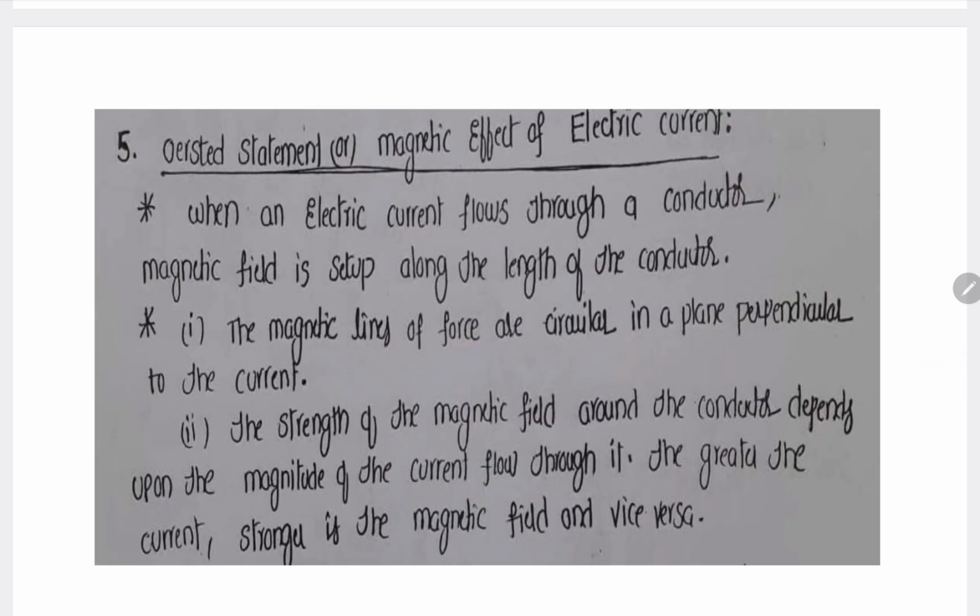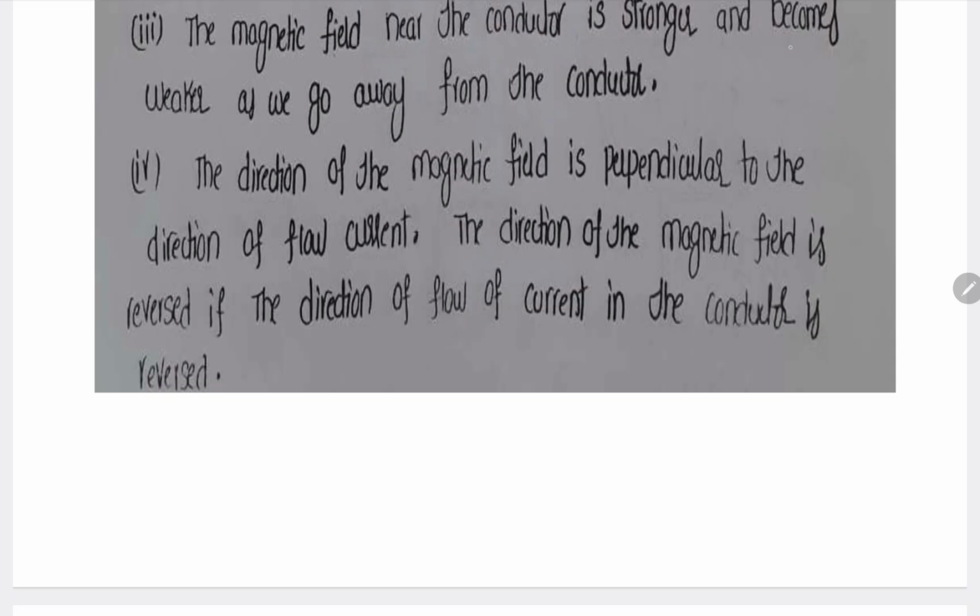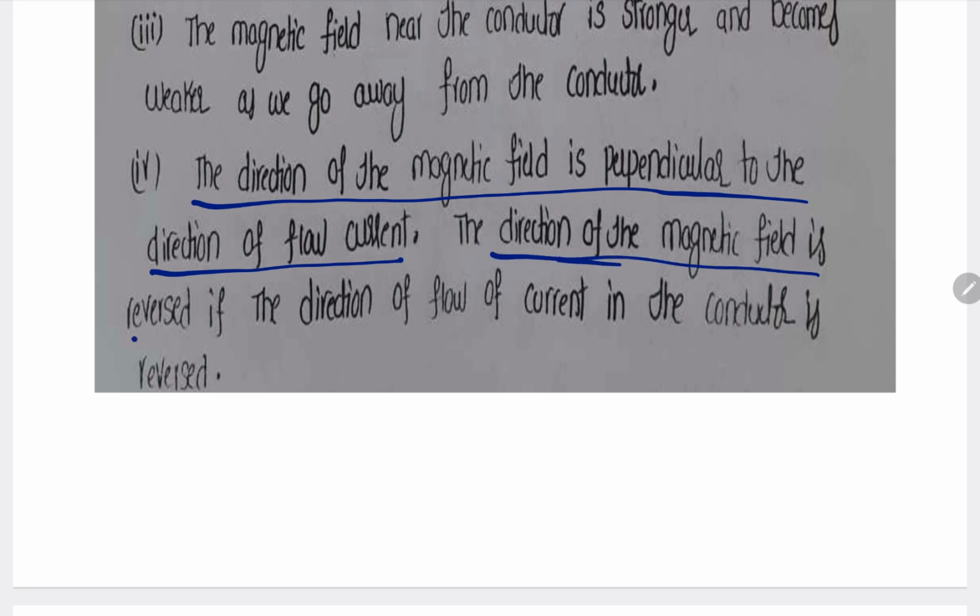Next, magnetic effect of current. When current flows through any coil, flux is going to be developed. More current flows through the coil, more flux will be developed. Less current flows through the coil, less flux will be developed. And whatever flux is developed, the direction of the magnetic field is perpendicular to the direction of the flow of current. If the direction of the current is reversed, then the direction of the flux is also going to be reversed.